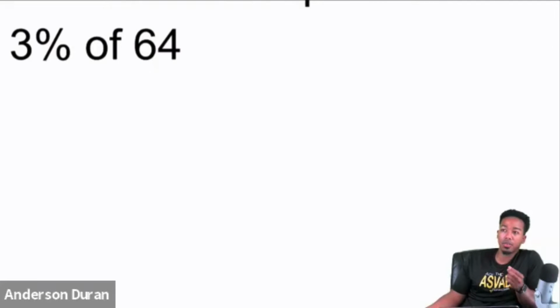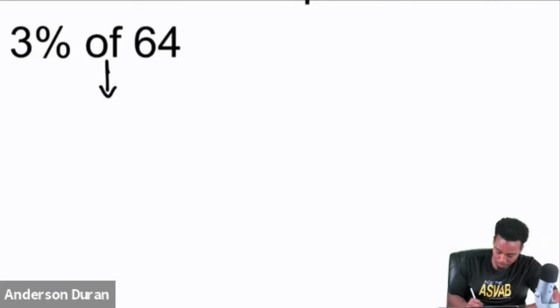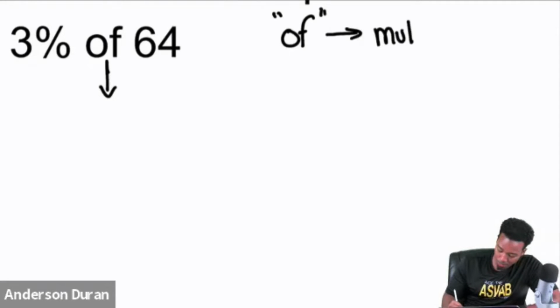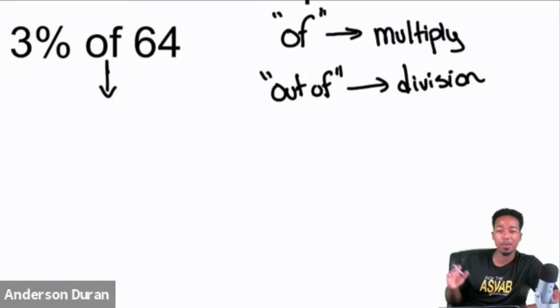So let's go over this the straightforward way. Everybody, if we're doing 3% of 64, one more time, the word of means that we're going to do what? The word of means multiply. Remember, of, that's multiply. When we see out of, that's going to be divide. All right, that's going to be division. Just want to make sure that everybody sees that. So of means multiply, out of means divide.